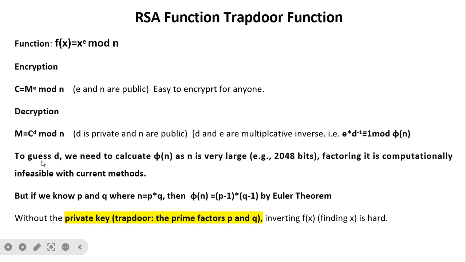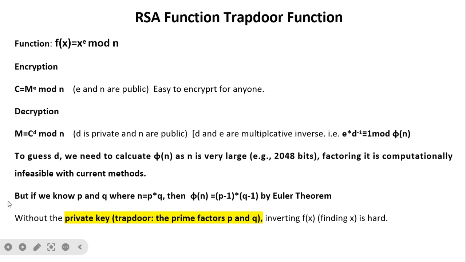So for that, if we try to guess the d, we need to calculate phi of n, and if n is very large, it is very difficult to calculate the phi of n. That is nothing but factoring. It is computationally infeasible with current methods. So nowadays we are taking n as a very large number, so it is very difficult to calculate the phi of n of a very large number.